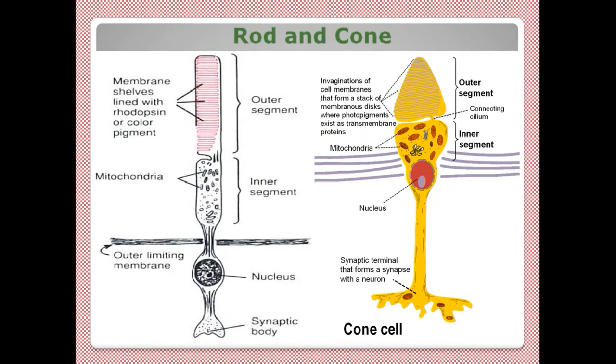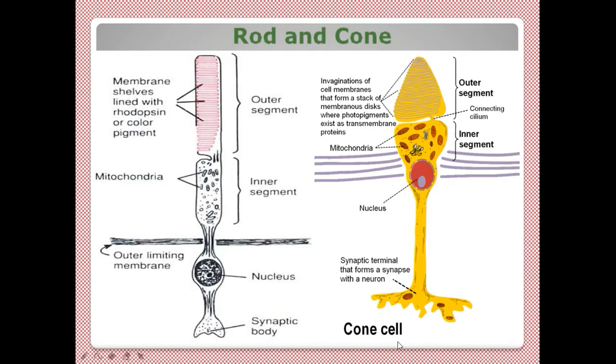Here you can see the shape or structure of the rod and cone cells. See that this is the outer segment, inner segment, outer limiting membrane, nucleus portion, and synaptic body. And in the inner segment you have mitochondria. Only in the outer segment you have discs, membrane discs lined with the photopigment rhodopsin. It is called a color pigment.